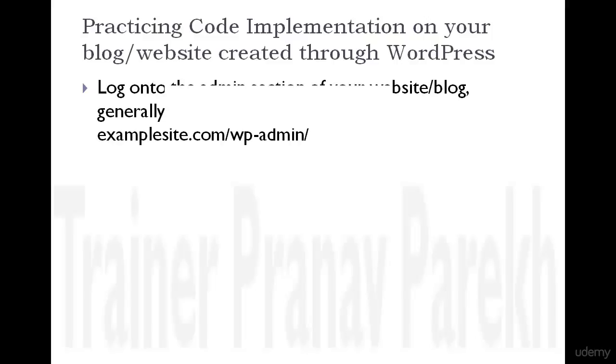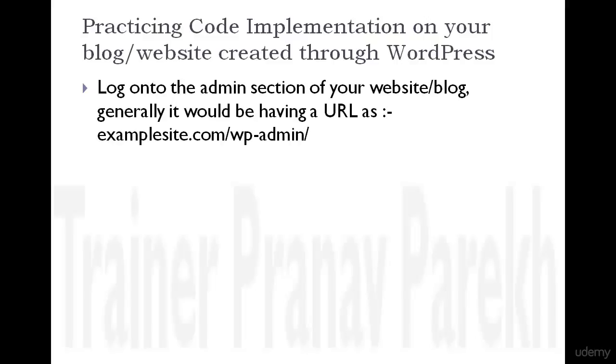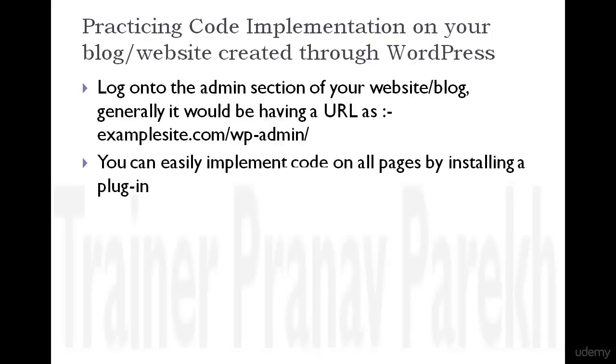To do that, you'll need to log into the admin area. Generally, the admin area is located at a subdirectory past your domain name. Here I have given an example. If the site is examplesite.com, your admin area would be at /wp-admin/. So that would be the location where you can find your admin area.